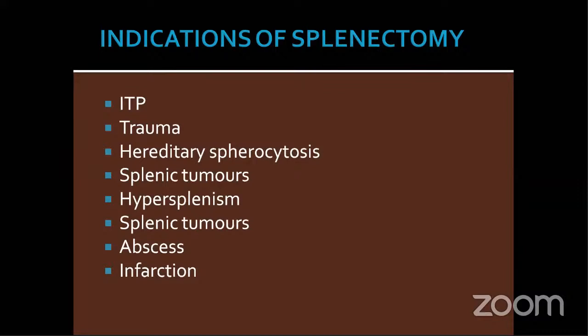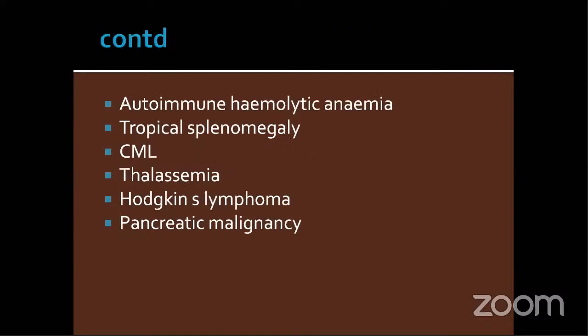This is called hypersplenism. And also in case of splenic tumors and also splenic abscess, if there are multiple abscesses, you can go ahead with the splenectomy. If for some reason there is splenic infarction, either because of trauma or atraumatic causes, splenic vein thrombosis or splenic artery thrombosis causing infarction of the spleen, or as a part of certain malignancy surgeries like pancreatic malignancy.